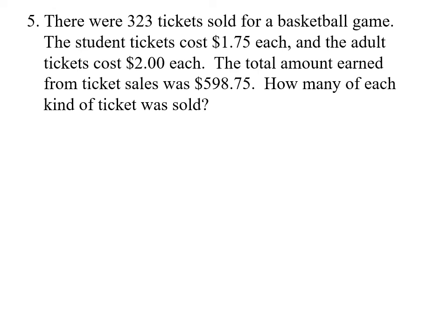Okay, last problem. There are 323 tickets sold for a basketball game. And student tickets cost $1.75, where adult tickets cost $2. The total amount earned from the ticket sales was $598.75. You can figure out how many of each kind were sold just from that particular amount of information. So it's kind of like the last one.